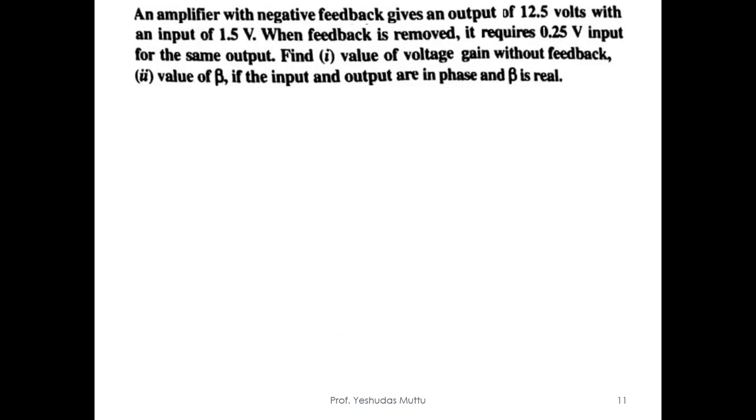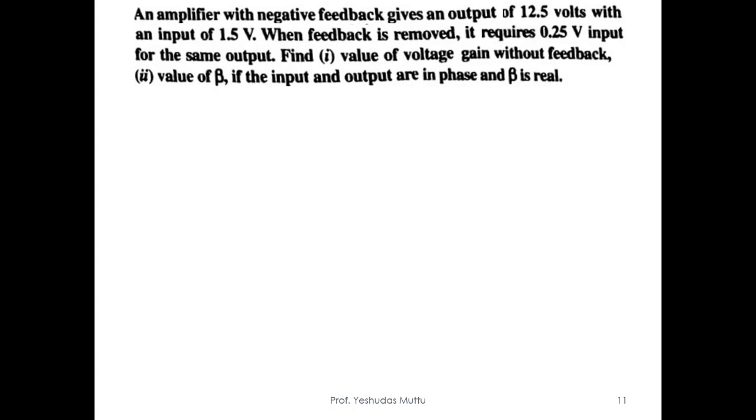Let's move to the next problem. An amplifier with negative feedback gives an output of 12.5 volts with an input of 1.5 volts. So we know gain is usually output upon input. They have given me the output voltage as well as the input voltage. This is with feedback. Now when feedback is removed, it requires 0.25 volts input for the same output. First question, find the value of the voltage gain without feedback and find beta. So these two things we are supposed to find out.